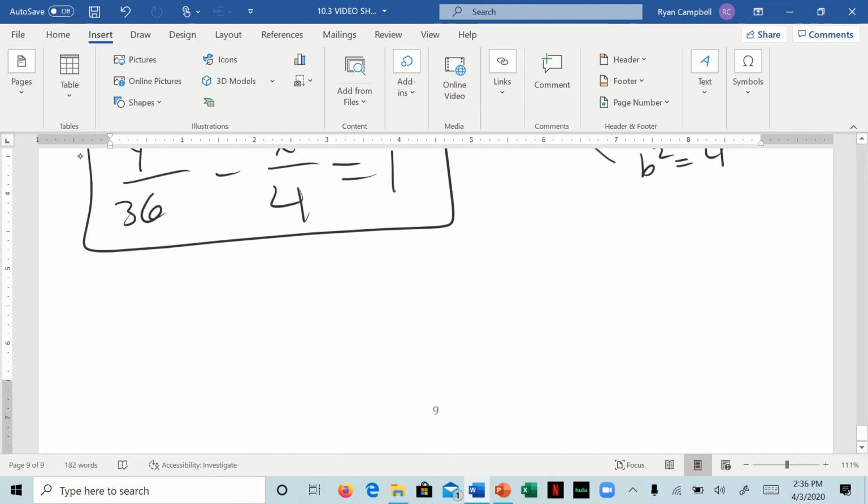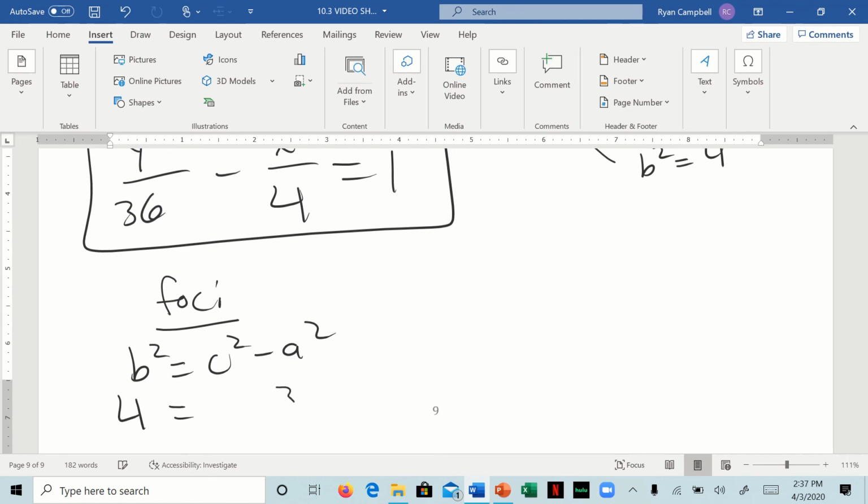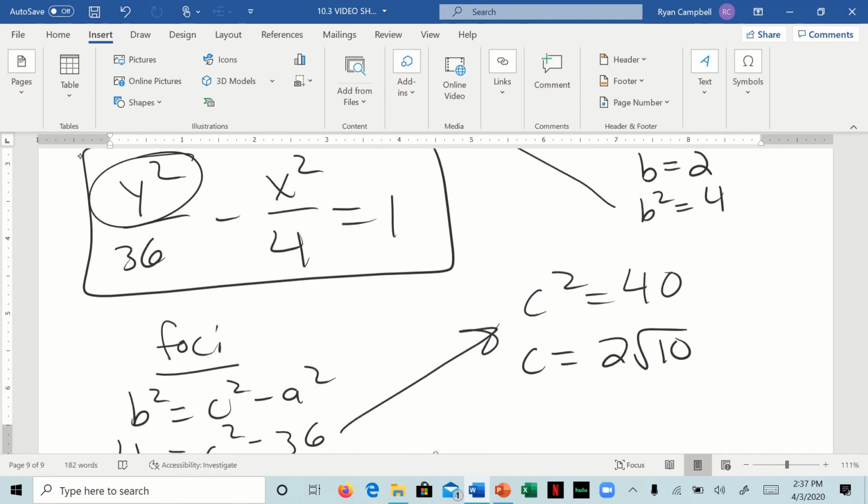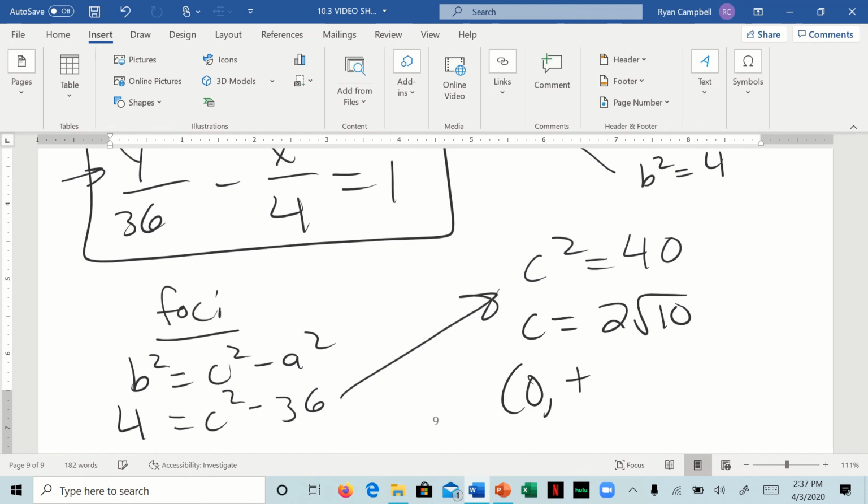So the last thing we have to find is the foci. So it's b squared equals c squared minus a squared. b squared is 4. a squared is 36. So c squared is 40, which means that c is 2 square root of 10. Since y is first, it's going to go on the y-axis, which means that's going to be 0, plus or minus 2 square root of 10. And that's our foci.